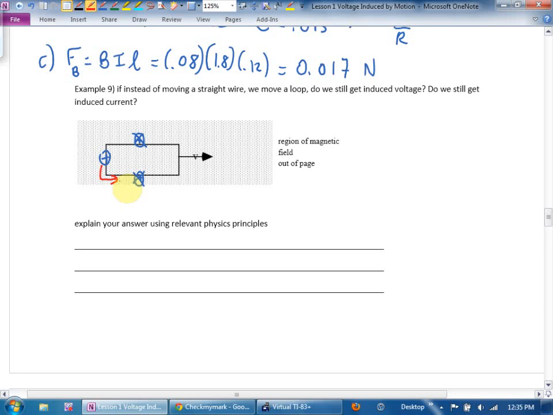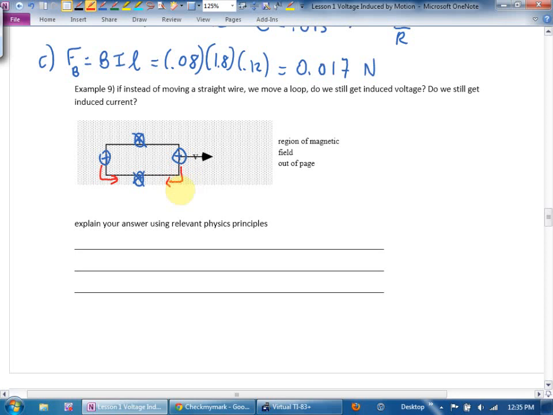What about a charge at the very front? Which way is it moving, Leslie? To the right. Point your thumb to the right. Which way is the magnetic field? Out of the page. Which way will the charge at the front get forced? Also downwards. And so they found this didn't work because you got opposing currents that canceled each other out.